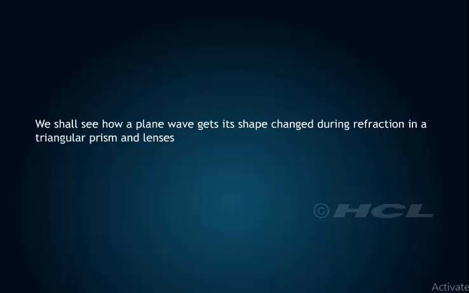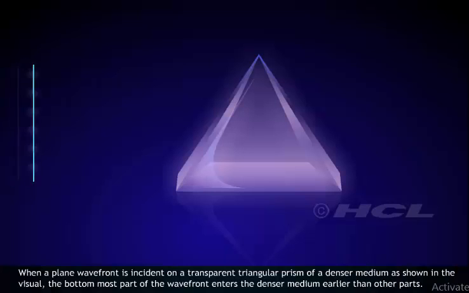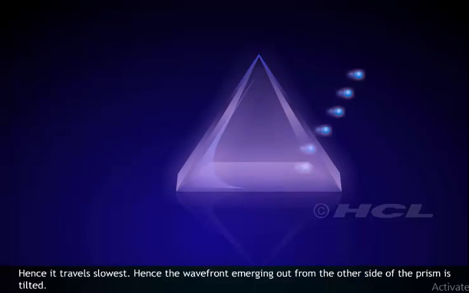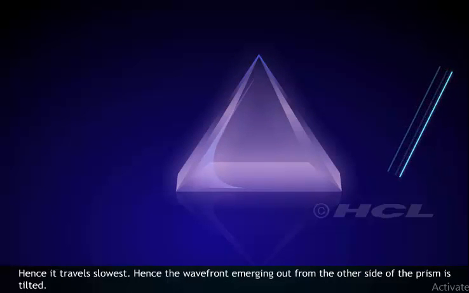We shall see how a plane wave gets its shape changed during refraction in a triangular prism and lenses. When a plane wavefront is incident on a transparent triangular prism of a denser medium as shown in the visual, the bottommost part of the wavefront enters the denser medium earlier than other parts. Hence, it travels slowest. Hence, the wavefront emerging out from the other side of the prism is tilted.